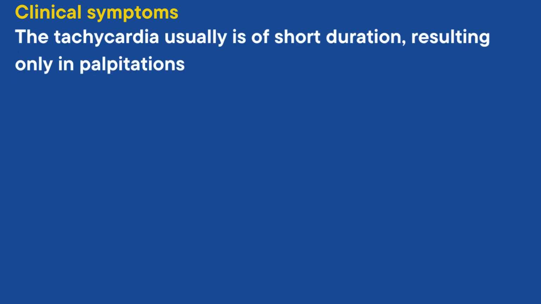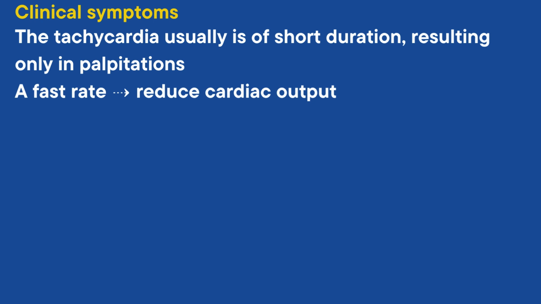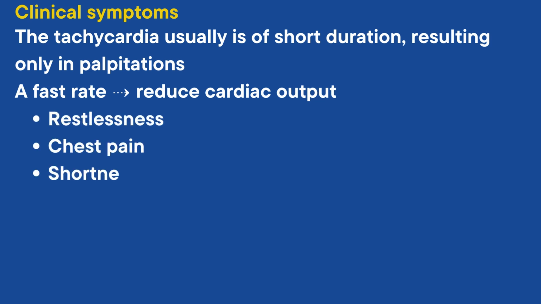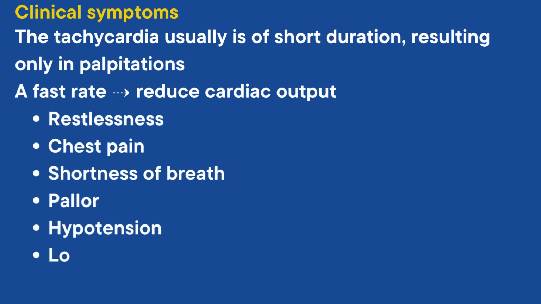The clinical symptoms vary with the rate and duration of tachycardia and the patient's underlying condition. The tachycardia usually is of a short duration, resulting only in palpitations. A fast rate may also reduce cardiac output, resulting in significant signs and symptoms such as restlessness, chest pain, shortness of breath, pallor, hypotension, and loss of consciousness.